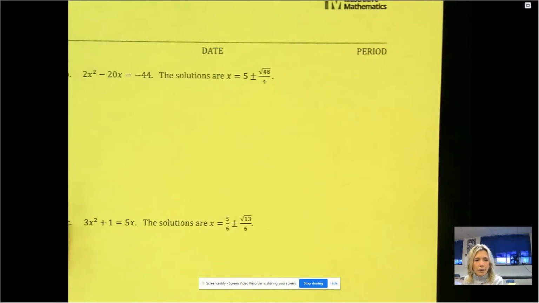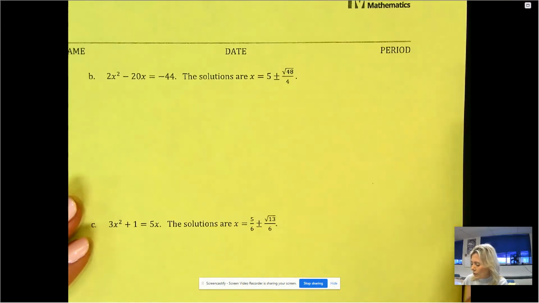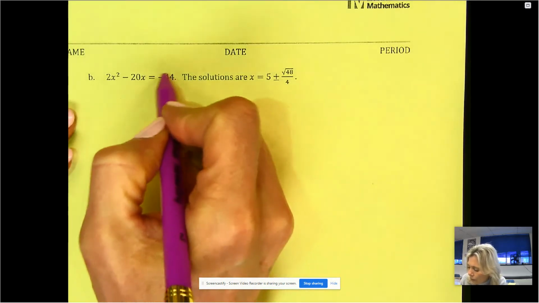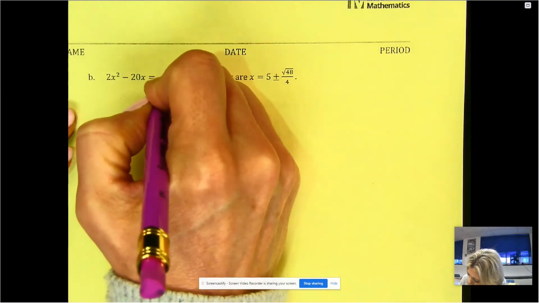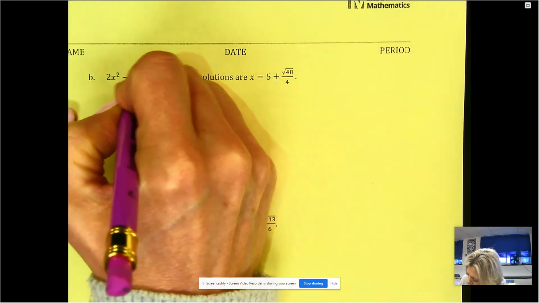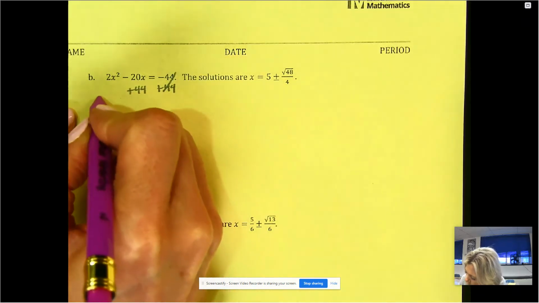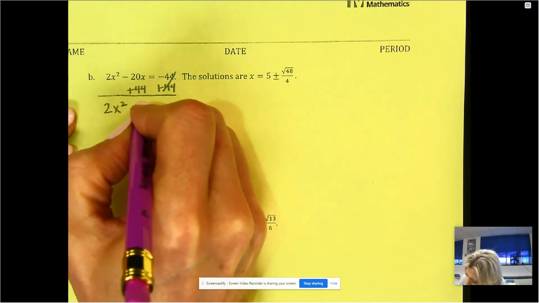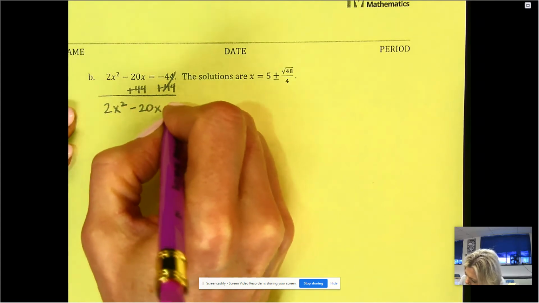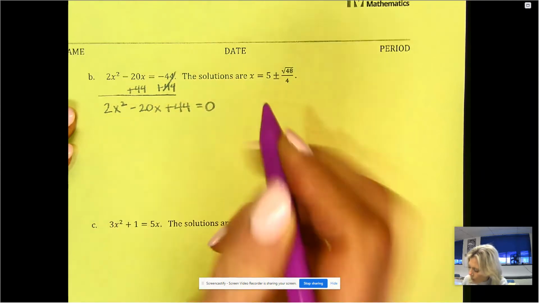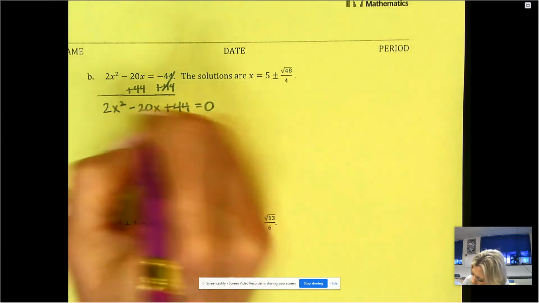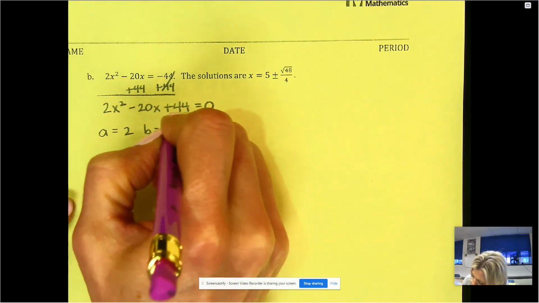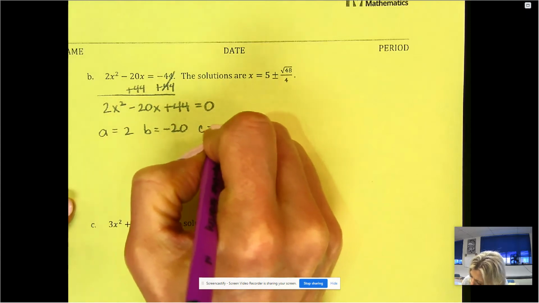Okay, part B. We can see we're going to have a different kind of answer here. When I look at the equation, I notice it is not equal to 0, so I'm going to make that happen by adding the 44. And we get 2x squared minus 20x plus 44 equals 0. So from here, A is 2, B is negative 20, and C is 44.